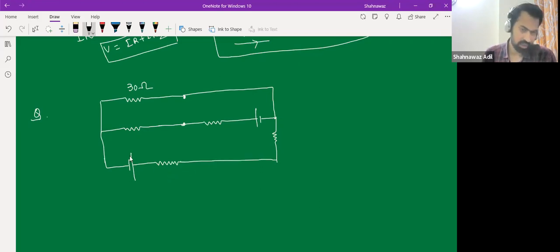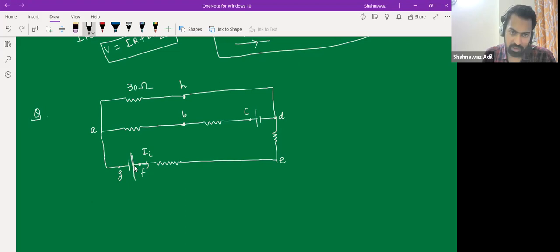Okay, so this is the circuit. This is A, this is H, this is B, right? And this is D, this is F, and this is G. So let's say this is the positive terminal. So let's say one current is flowing in this, and let's say it is I2. Okay, so I2 is flowing in this way.